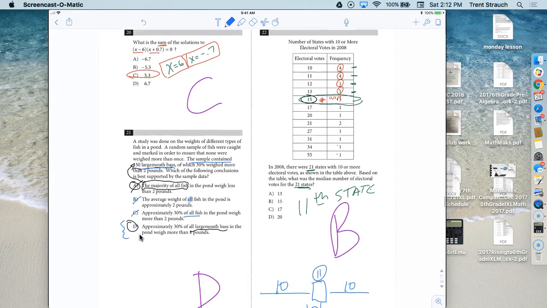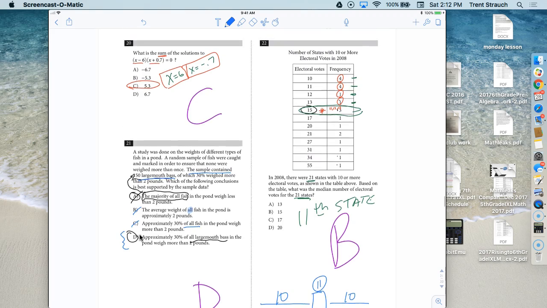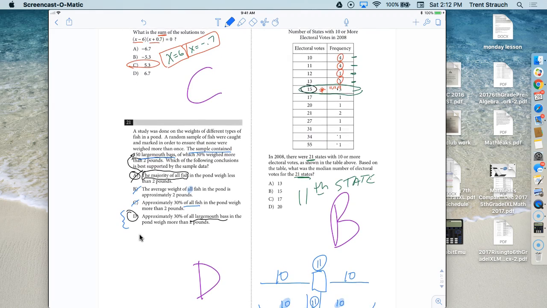So 20 was C, 21 was D, and number 22 was B. What do I need to do for you guys? I didn't get 21. All right, let's get 21 real quick.